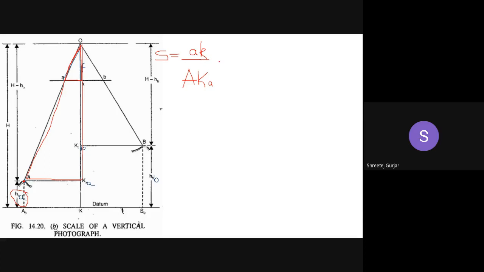So from similar triangles, it is nothing but O small k divided by the height of this larger triangle, that is O and capital K. Now you have to tell me these two terms in terms of F and H. These two terms tell me in terms of F and H.